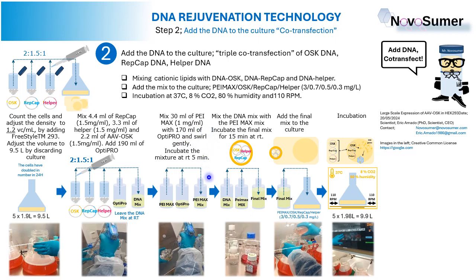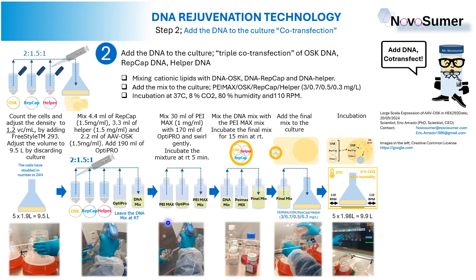In order to mix this properly, we swirl it gently. So here you are: we have the PEI Max, 30 milliliters, the OptiPro, 170 milliliters, and we mix it together. The mixture is called the PEI Max Mix. Here you have a picture in which I am mixing the PEI Max with the OptiPro. Remember, the OptiPro is just something to dilute with.